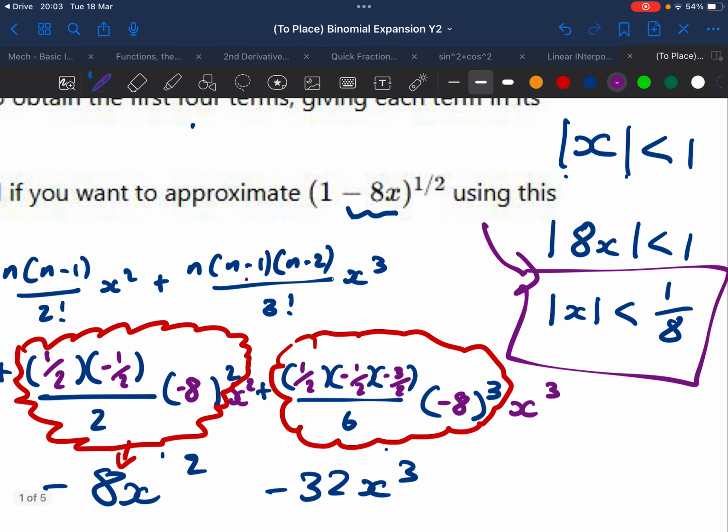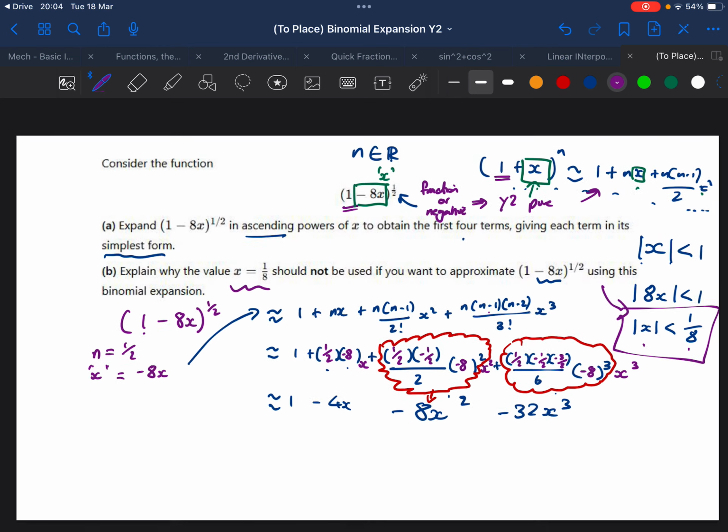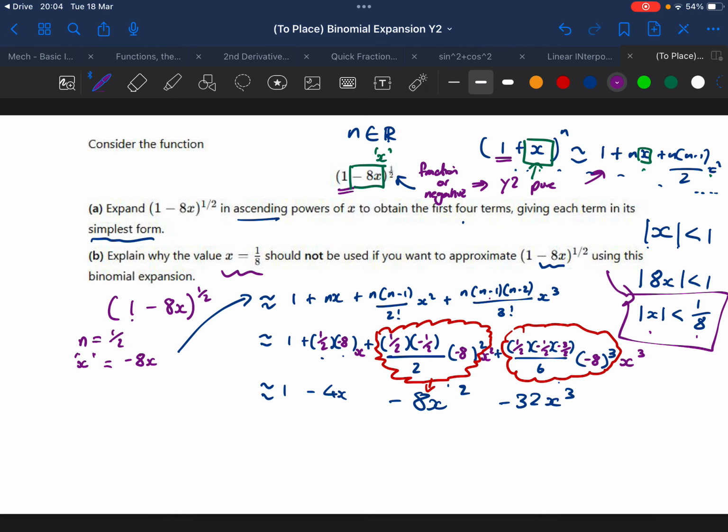Well, I should say the expansion only works with values less than an eighth, or where the absolute value is less than an eighth. For example, 100th is okay, minus 100th is okay, but you cannot use the value of an eighth.